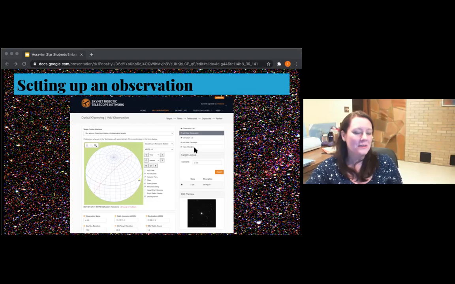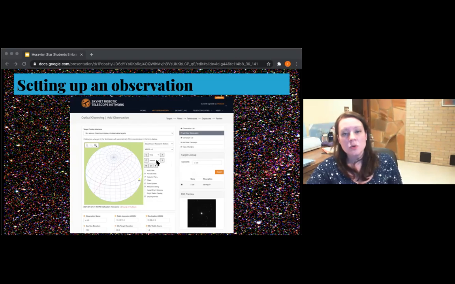And so I've got a little snapshot of what it would look like in Skynet. Right here is where you would enter the observatory you want to use. Down below, you would enter the instrument. So for us, we would pick the 14-inch telescope. And over here, you can see it says target lookup. So you would enter which star you were interested in observing there. And you would tell it when you want to be doing your observations.